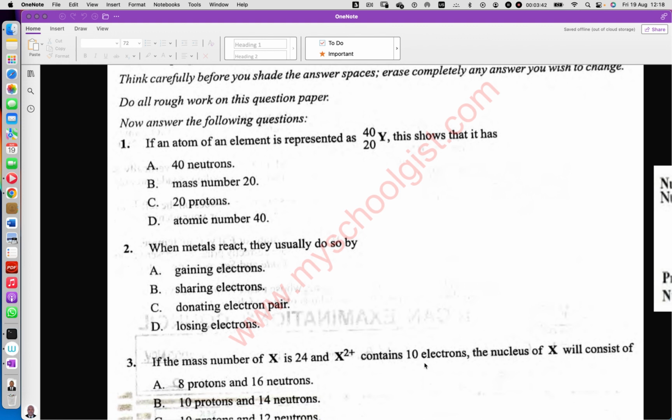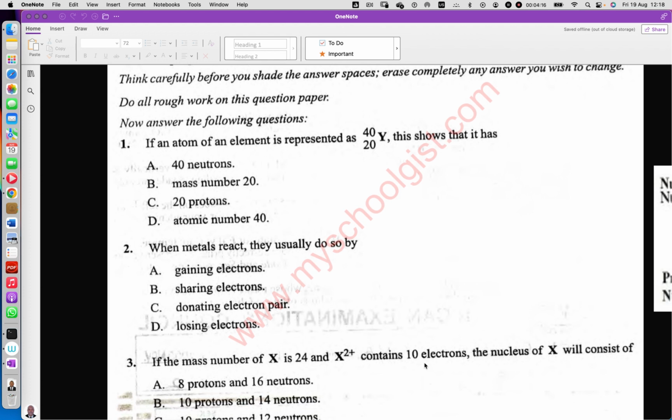If an atom of an element is represented as 40-20Y, that is, the mass number 40 and the atomic number 20 of Y. This shows that it has A, 40 neutrons; B, mass number 20; C, 20 protons; D, atomic number 40.